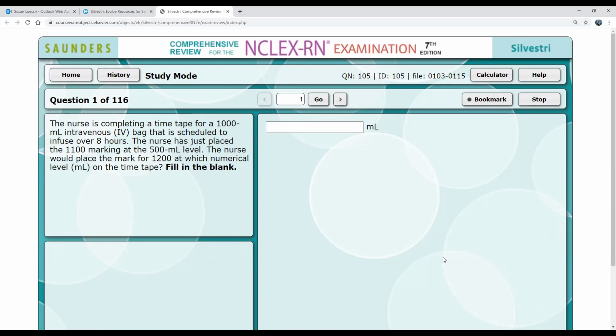So we just said it's going at how many mLs per hour? 125. And from 11 to 12 is how many hours? 1. So if we know our bag at 11 was at 500, it went for 1 hour at 125. How much are we going to have left at 12?